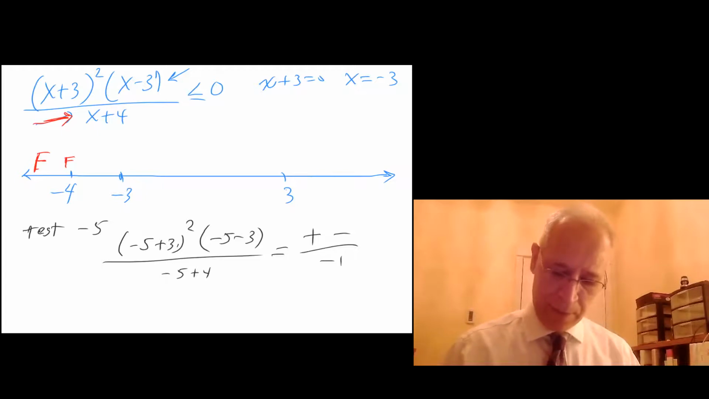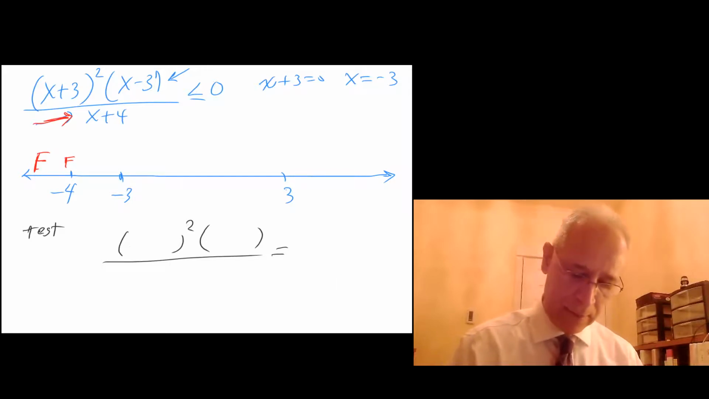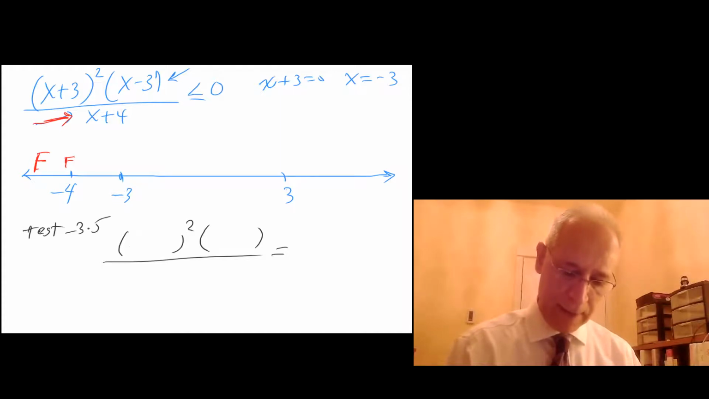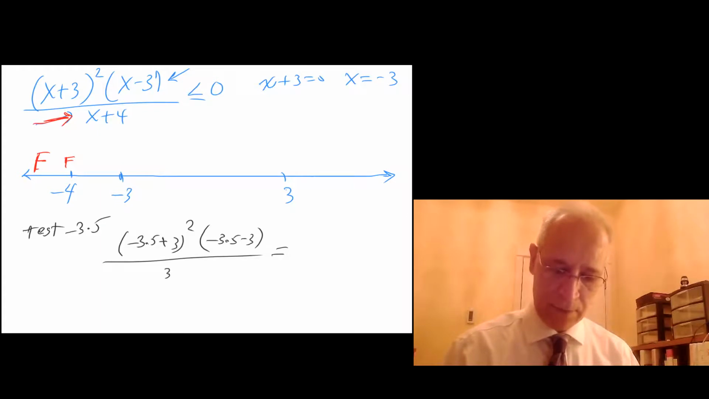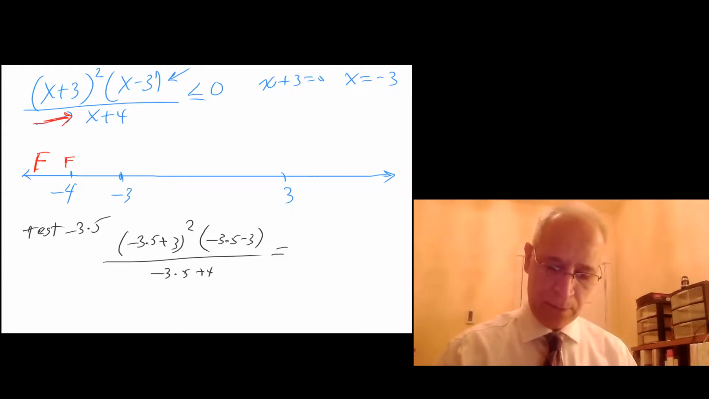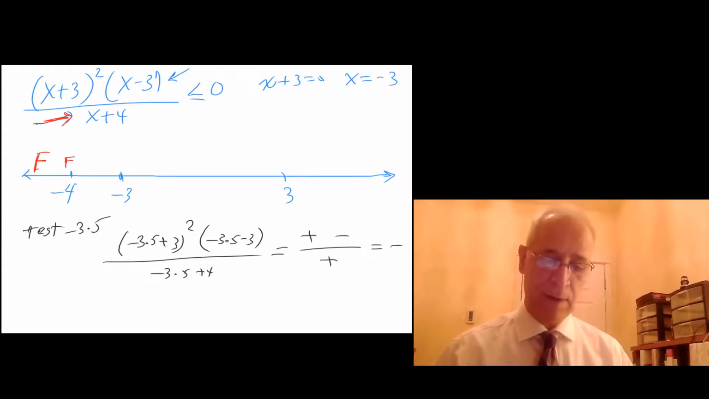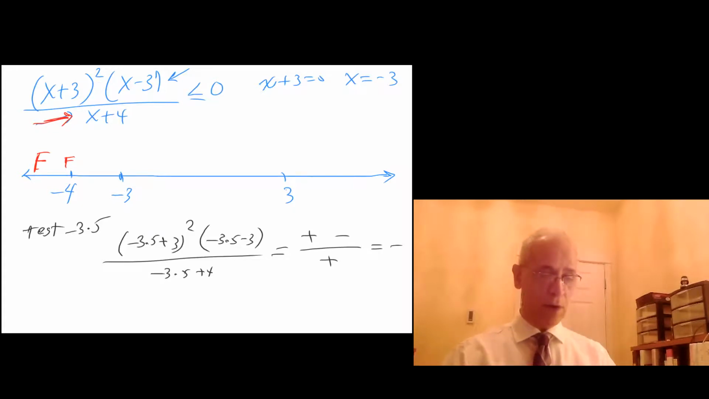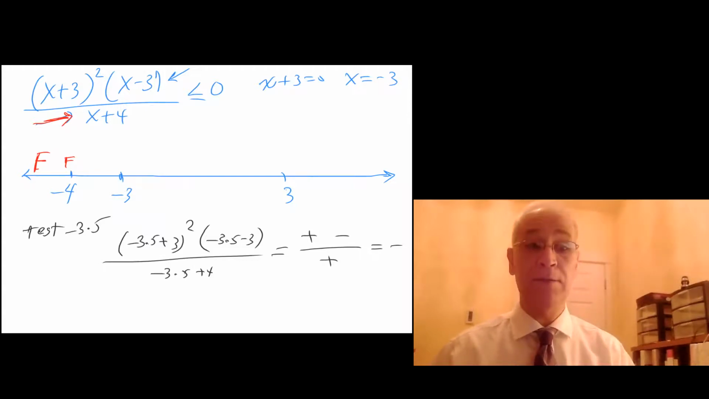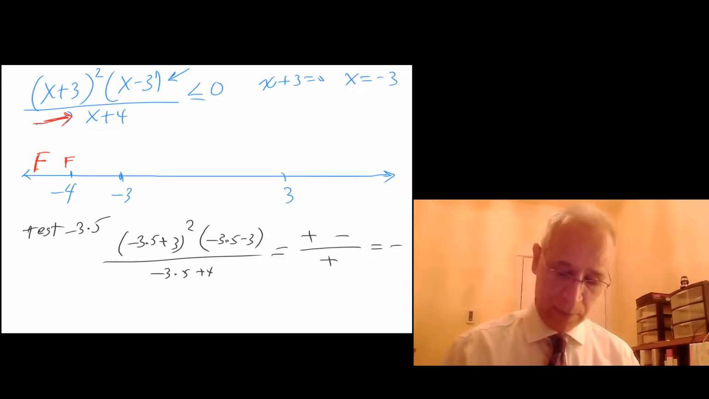So let's test a number between negative 3 and negative 4, let's say negative 3.5. So I have negative 3.5 plus 3 and negative 3.5 minus 3 over negative 3.5 plus 4. So I get a positive, I get a negative, I get a positive. End result is going to be negative, and a negative number is smaller than or equal to 0. So I'm going to put true in here.